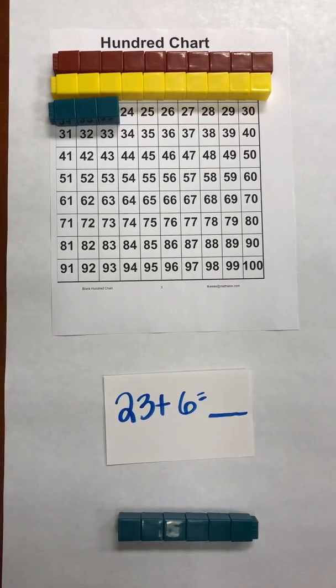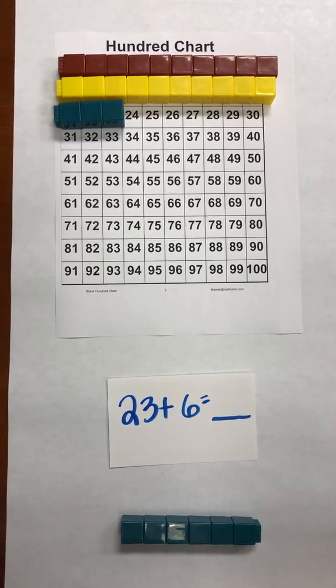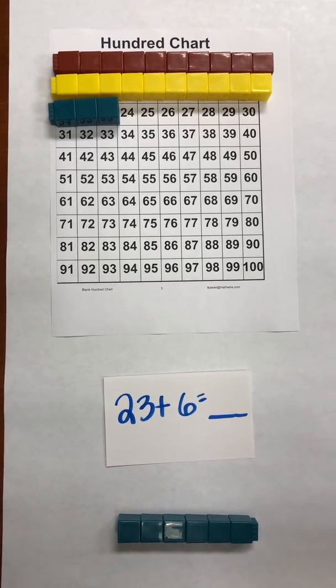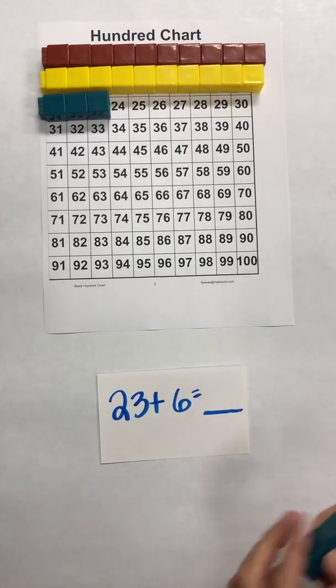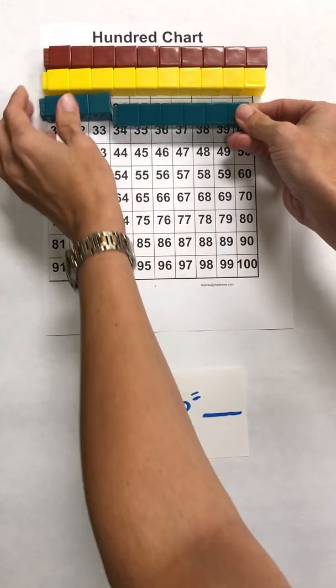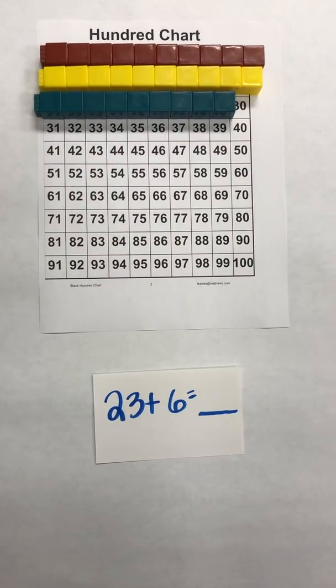So you can see we have 23 plus 6. We want to start off adding with where we don't have to regroup. So if I add 23 plus 6, I've represented that on the hundreds chart, and then I would add 6 more ones, and then I can see that 23 plus 6 would give me 29.